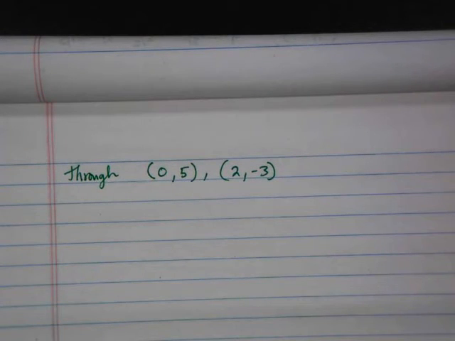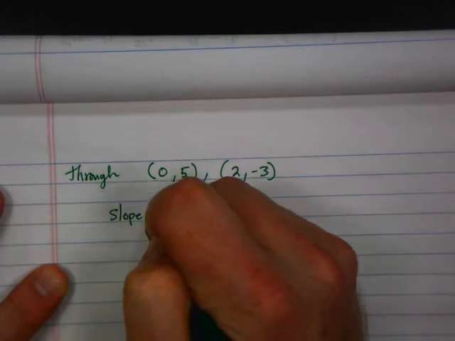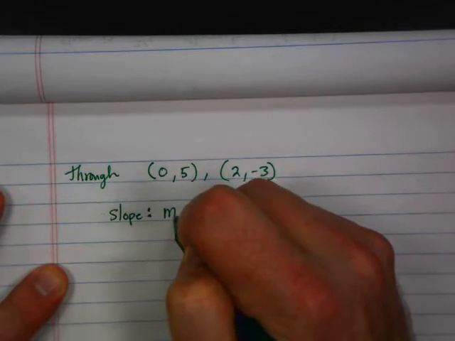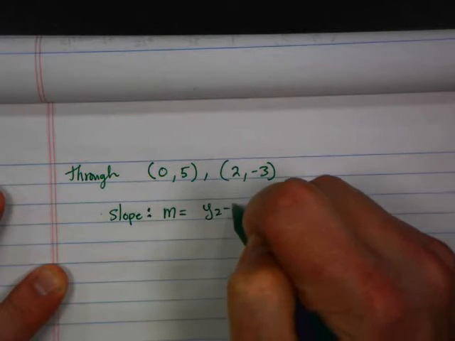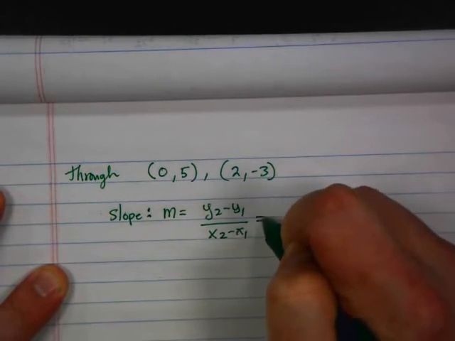What we don't know this time is our slope. So we have to find our slope. We have a formula for slope. What was our formula for slope? Y2 minus y1 over x2 minus x1. The y's have to go on top. All right, so we have a formula for slope. M is y2 minus y1 over x2 minus x1.